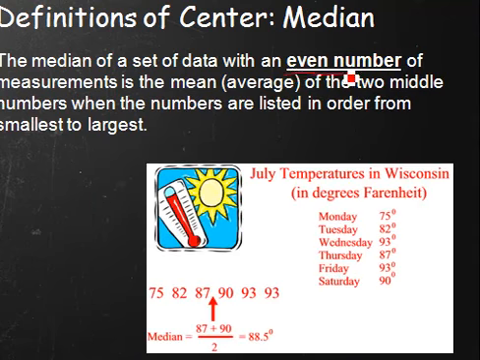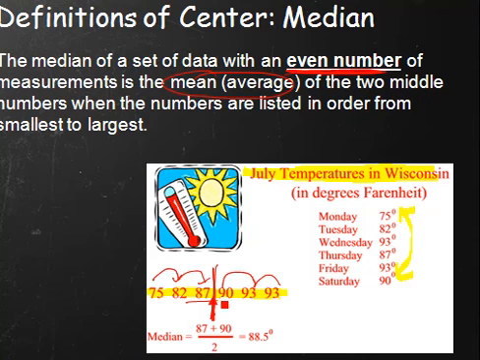If I have an even number of data points, then my median in that ordered set is going to be the average of the 2 middle numbers. So if I added Saturday and looked at temperatures in July instead of in January, I would have 6 temperatures. Placing them in order, 75, 82, 87, 90, 93, and 93, I would go to the middle. Notice that if I go to the middle on both sides, my middle is between 87 and 90.